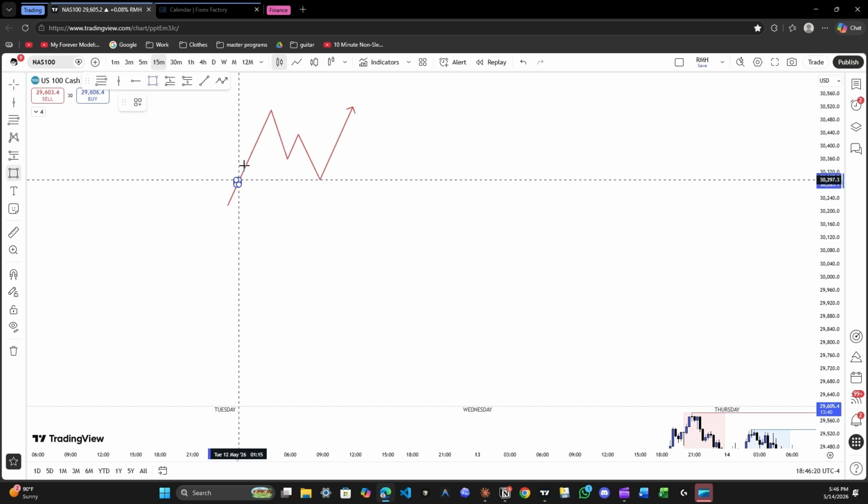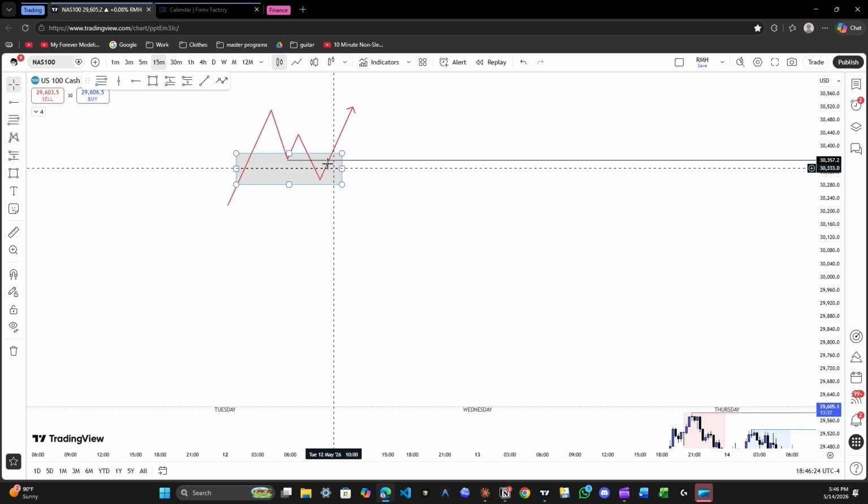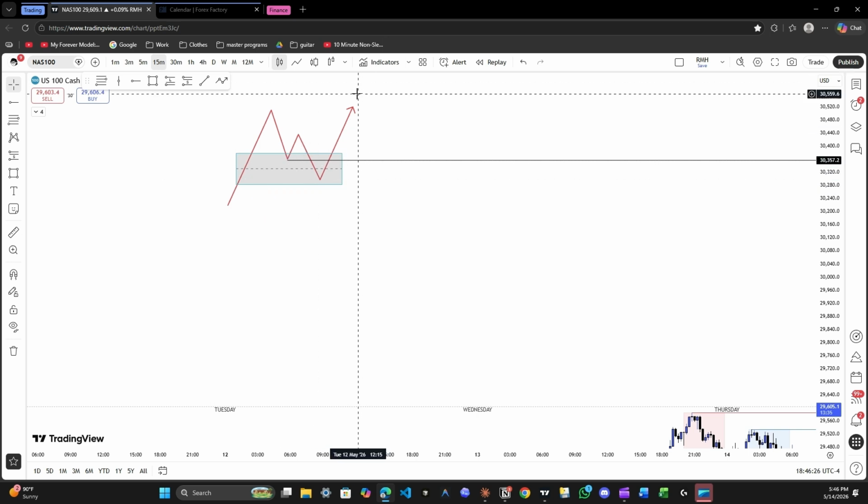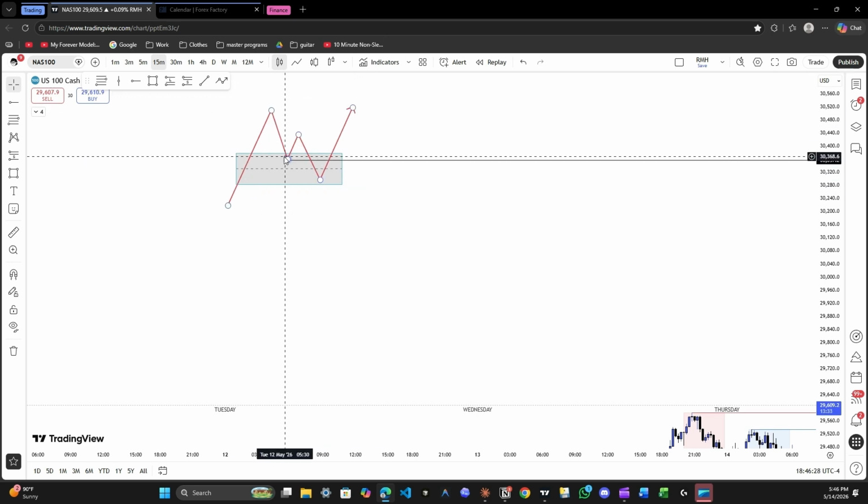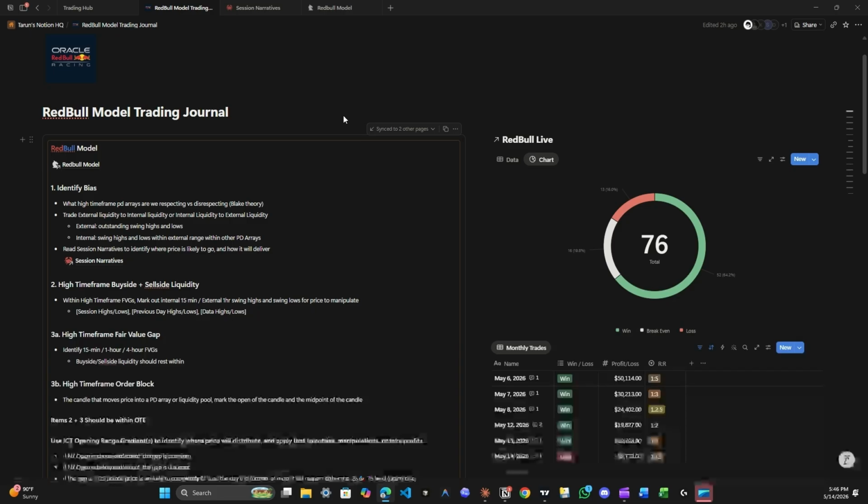This is the high time frame PD array. This is the liquidity that we sweep, and that we continue higher towards the external liquidity. This is internal, this is external liquidity. So that's what I was talking about here.